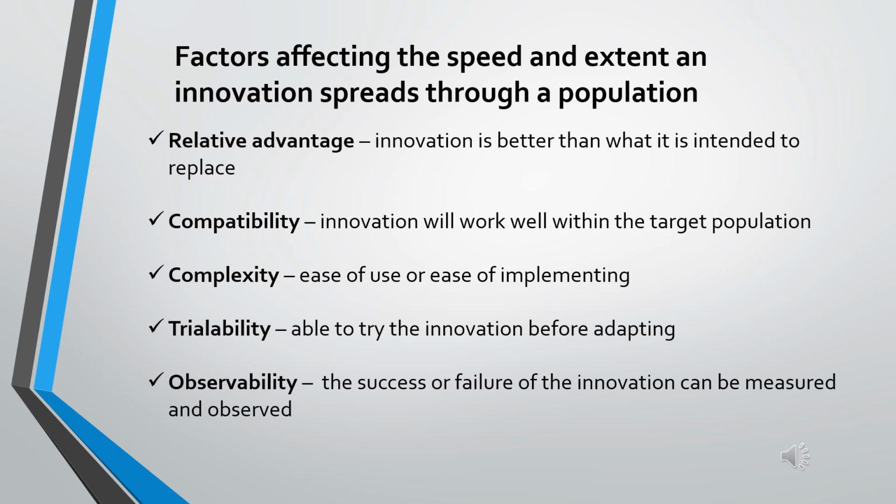There are 6 key factors which affect the speed and extent an innovation spreads through a population. Those are relative advantage, so that's whether the innovation is better than what is already in place. Compatibility, so will the innovation work well within the target population. Complexity, how easy is the innovation to use or to implement. Trialability, are we able to try the innovation before adopting? And observability, which is that the success or failure of the innovation needs to be measurable and observable.